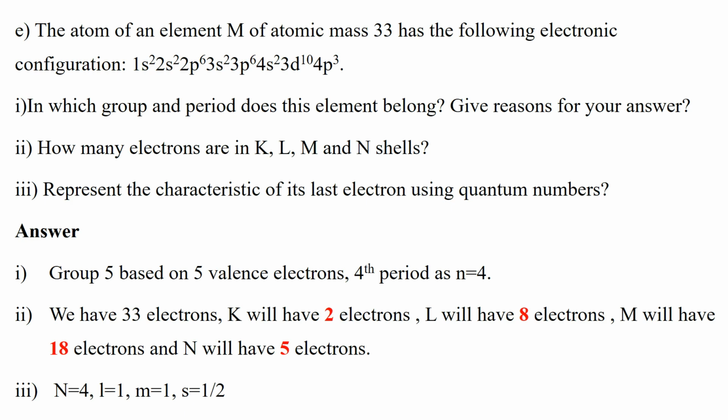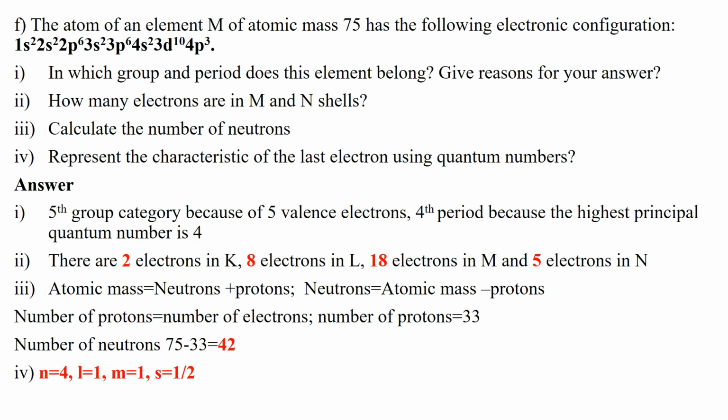The atom of element M of a given atomic mass has the following electronic configuration. In which group and period does this element belong? Give a reason for your answer. How many electrons are in the M and N shells? Calculate the number of neutrons. Represent the characteristic of the electron using the quantum numbers. So this is a question like the previous question.